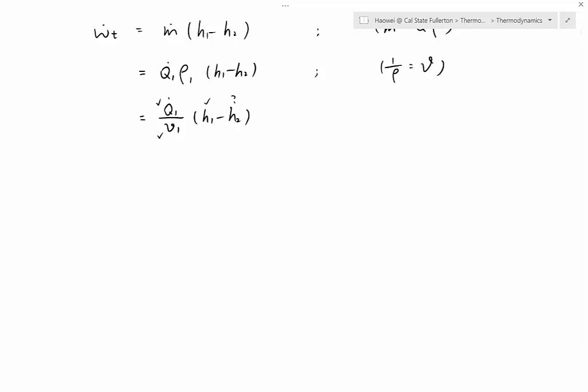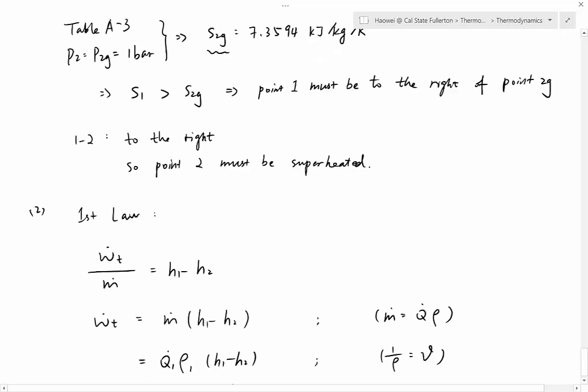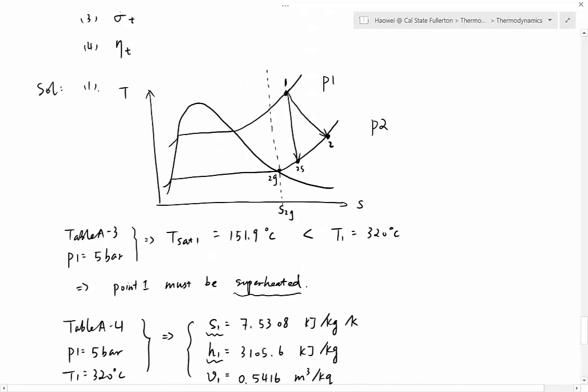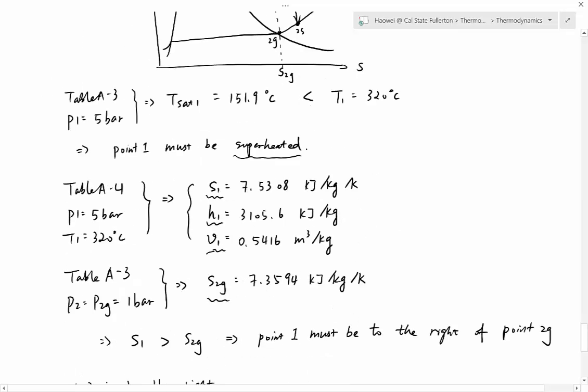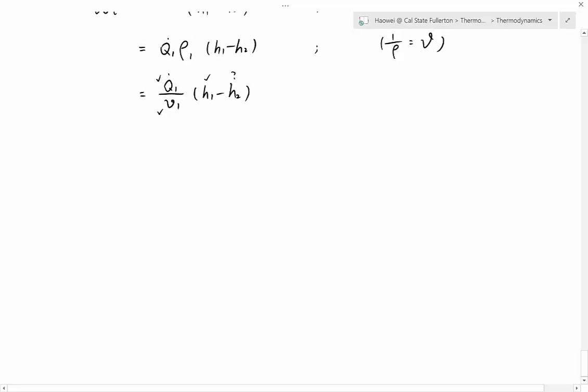If you're looking for a property, the first thing you need to do is to identify the phase of this point. What's the phase of point number 2? Let's take a look at the diagram. Number 2 is to the right side of the vapor dome, so it is superheated. If you are looking for the property of a superheated water vapor, then you have to go to table A4.